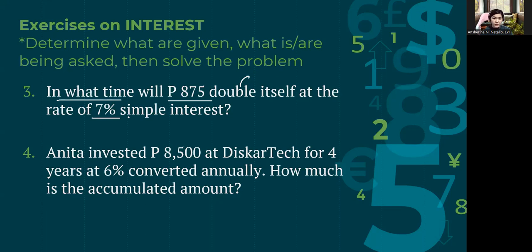Number 4, Anita invested 8.5 at the StarTech for 4 years at 6% converted annually. How much is the accumulated amount? So, I guess from the question, you can easily tell me if this is compound interest or if this is simple interest. Okay? Take note of the question, ang hinihingi, accumulated amount. Hindi lang interest, but I'm looking for the accumulated amount.